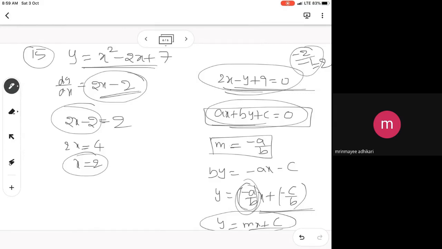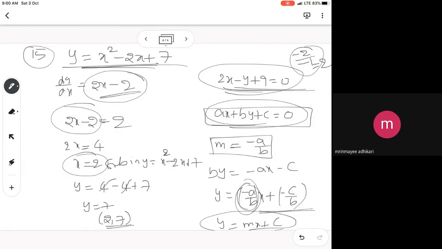So if x is equal to 2, find out the y value. Substitute in y is equal to x square minus 2x plus 7. So it is 4 minus 4 plus 7, so we get y is equal to 7. The point you are going to get is 2 comma 7. The point 2 comma 7 is given to you and the slope is equal to 2 because it is parallel. So again you use the point form of the equation, the slope-point form of the equation of a line.